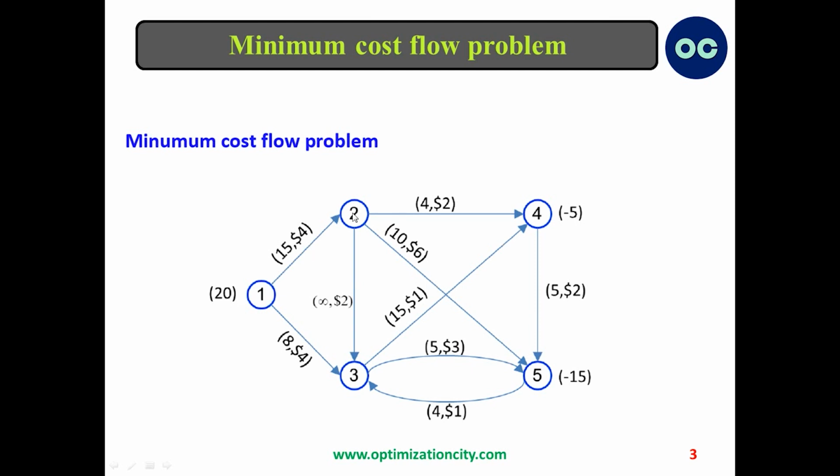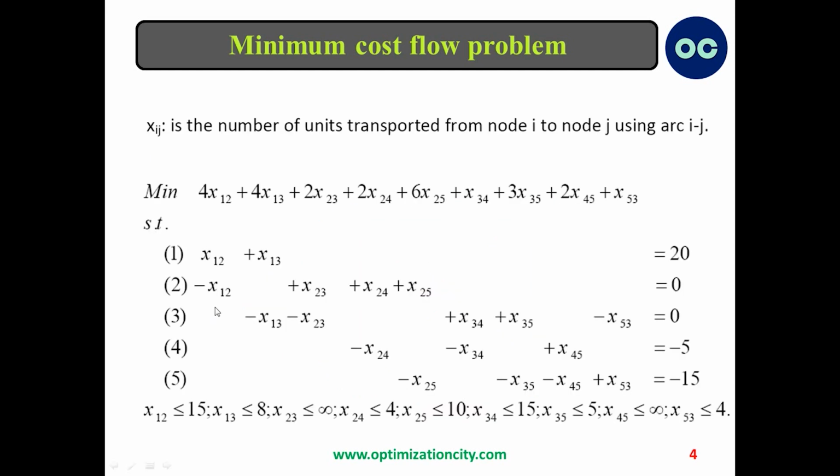So x12 + x13 is equal to 20. This is the balance equation for node 1. This ensures that the outgoing flow matches the available supply.